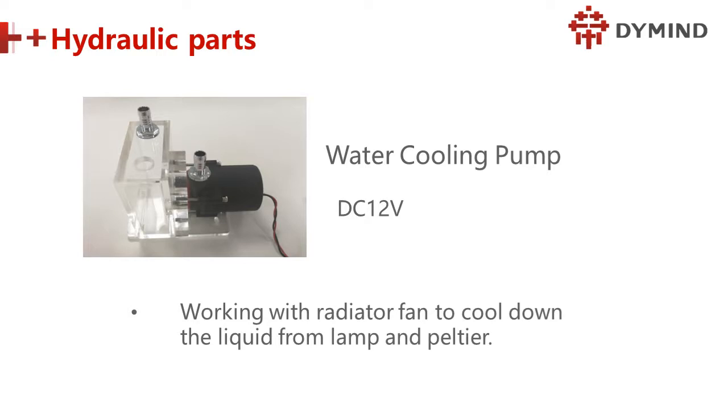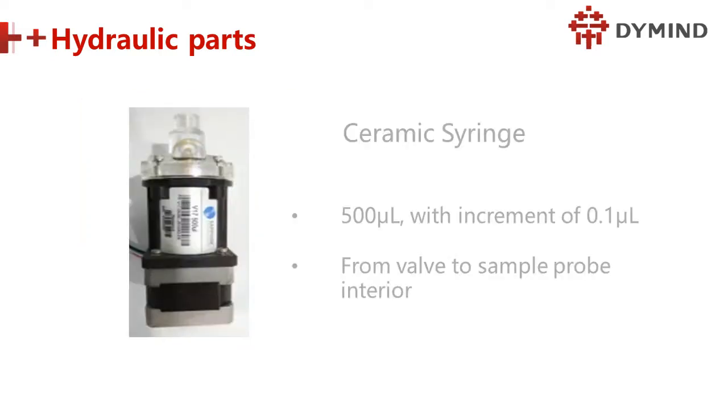And this is a water cooling pump. Voltage is 10 volt. It works with the radiant fan to cool down the liquid from the lamp. Ceramic pumps, and this is the capacity, with an increment of 0.1 microliter. So from the valve to the sample probe. Remember, this is for the sample.